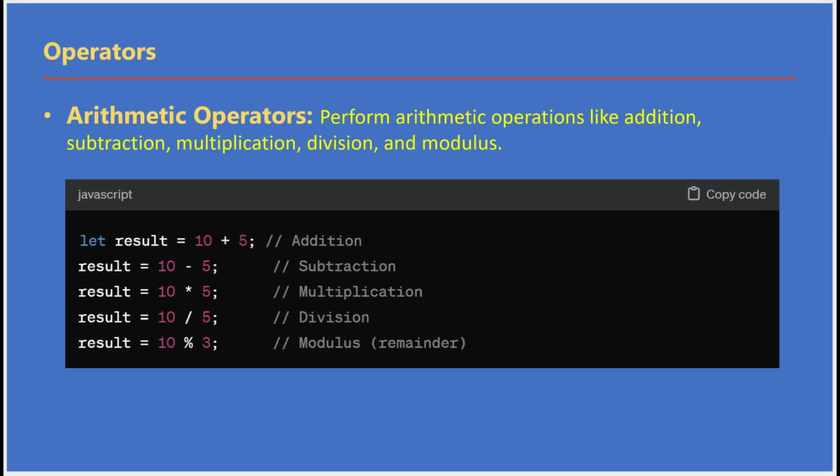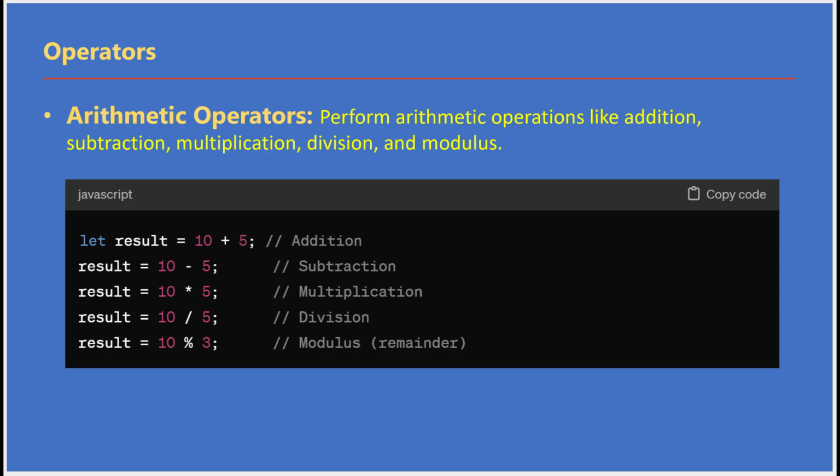Take arithmetic operators, for example. They carry out operations like addition, subtraction, multiplication, and division. Think of a statement like result = 10 + 5. Here, plus is the operator performing the addition operation on the operands 10 and 5.